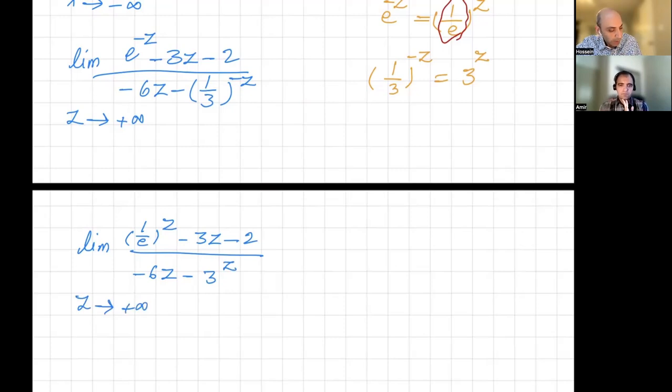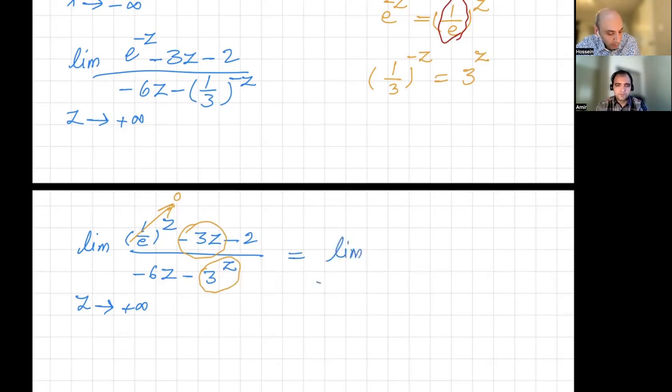If I look at the numerator, the first term is going to approach 0 when z approaches positive infinity. Actually, you can just keep the dominating term, like the previous approach. The negative 3z is the dominating term among these three terms on the numerator, and in the denominator, the 3 to the z is the dominating term. So I'm going to rewrite this limit and only keep the dominating terms.